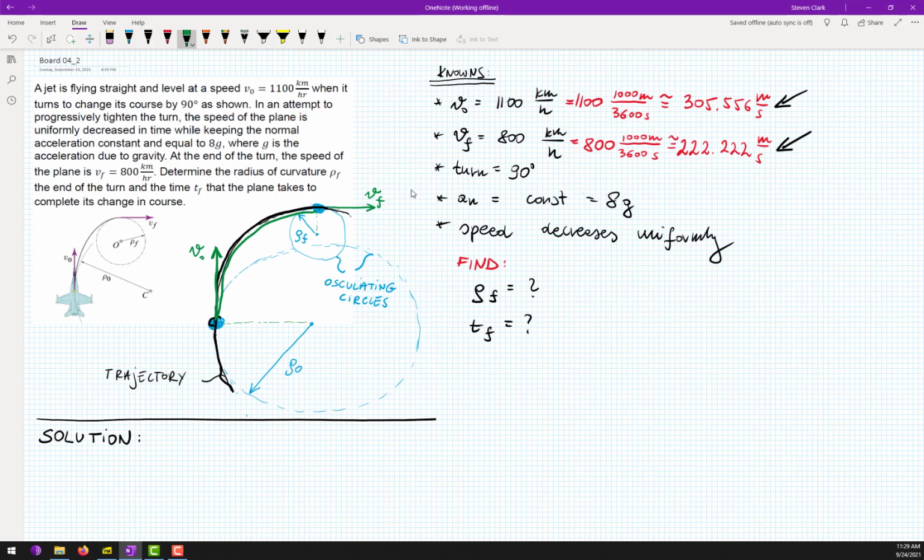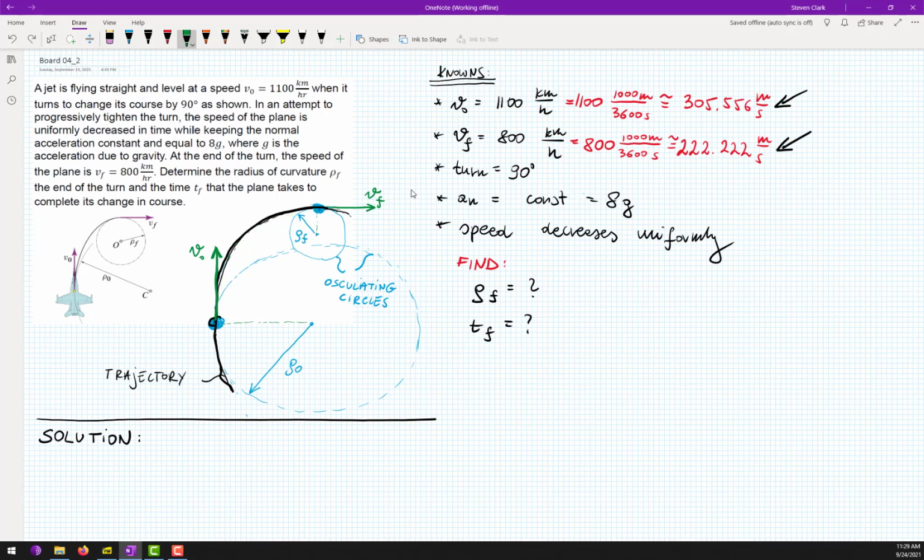By the way, velocity is not the only thing that changes here. Please observe that the radius of curvature changes, yes? So we start with rho 0, and we will end up with a very small rho final, yes? This is that radius of the oscillating circle.